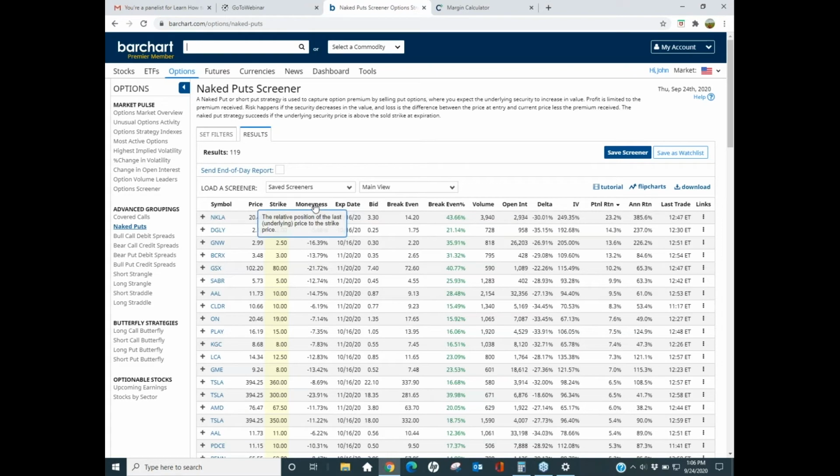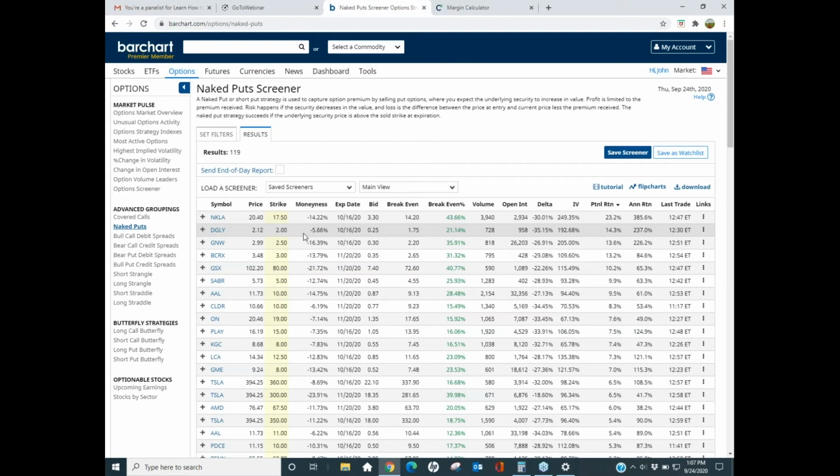Now, what moneyness means is how far our strike is from our current price, our last price. If I see a negative moneyness, that means my strike is below my last price. If I see a positive moneyness, that means my strike is above. For our put strategies, we're going to look at strikes that are out of the money, below current price, or if I'm looking at acquisitions, I might look at ones that are near or at the money, all right?